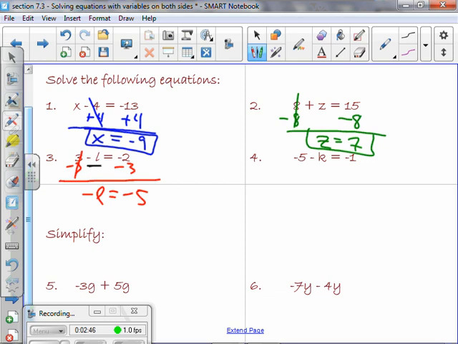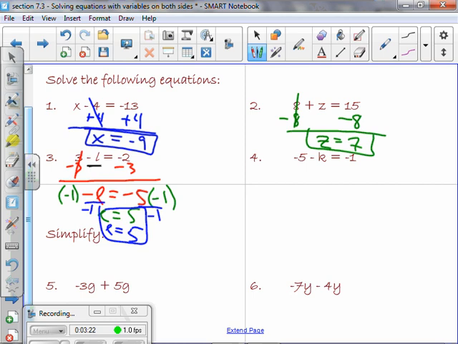We know that negative L is equal to negative 5, and then we can do a couple of different things. We can say, well, if negative L equals negative 5, then L must equal 5. Or we could multiply both sides by negative 1, which would give us L equals 5. Or we could divide both sides by negative 1. Negative L divided by negative 1 is L. Negative 5 divided by negative 1 is 5. Any one of these will give us the right answer, L equals 5.